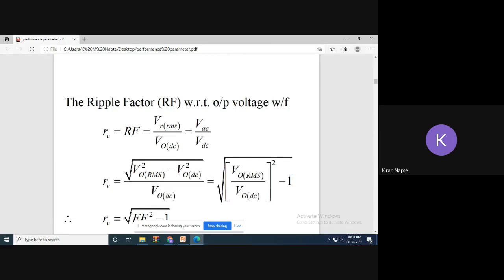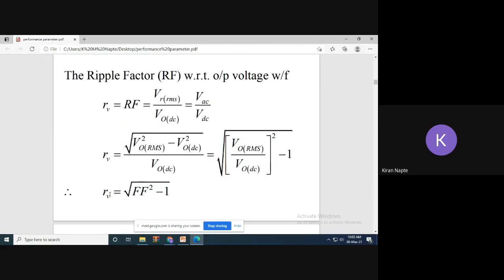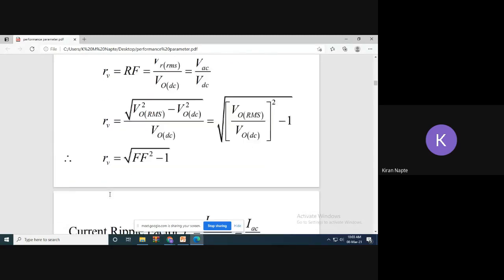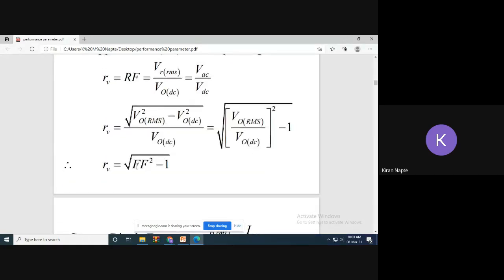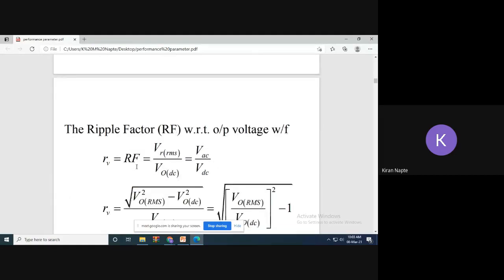Now, what is this ripple factor basically? It is under root of form factor square minus 1, or it can be written as VAC upon VDC. So this is the fourth performance parameter. If we take the ratio of applied voltage to the output voltage, then we are getting the ripple factor, right?